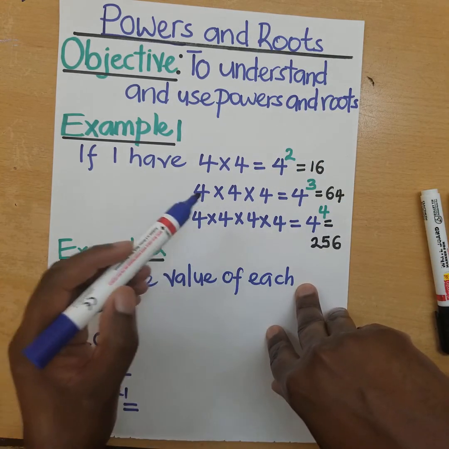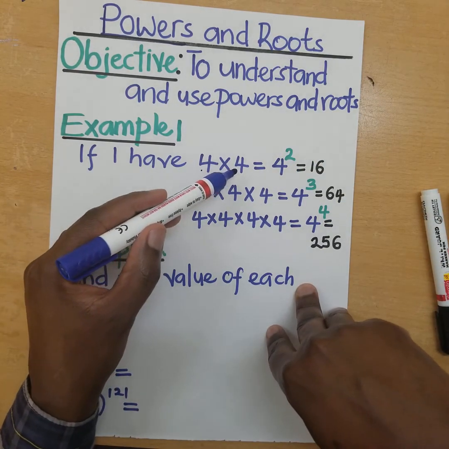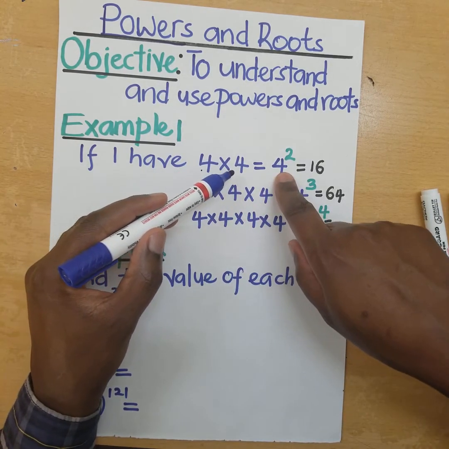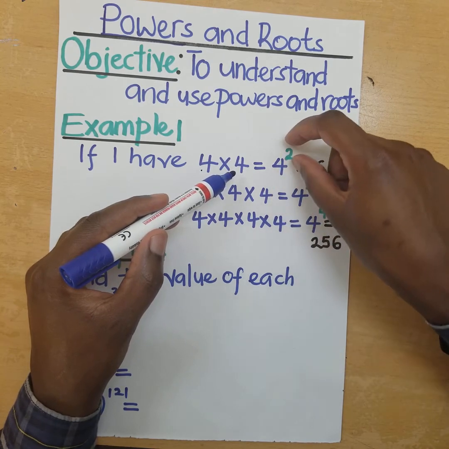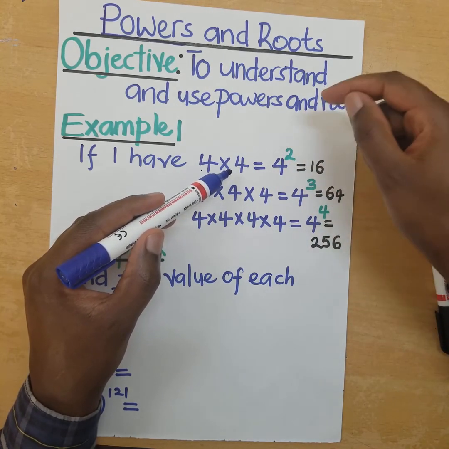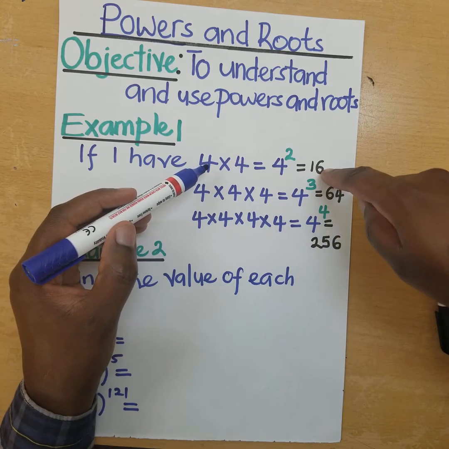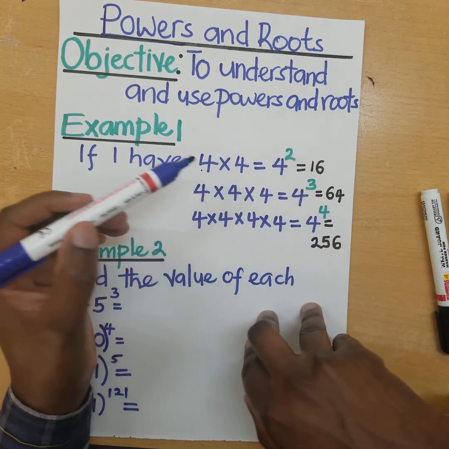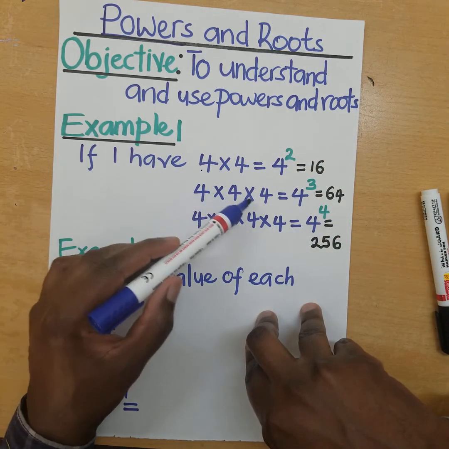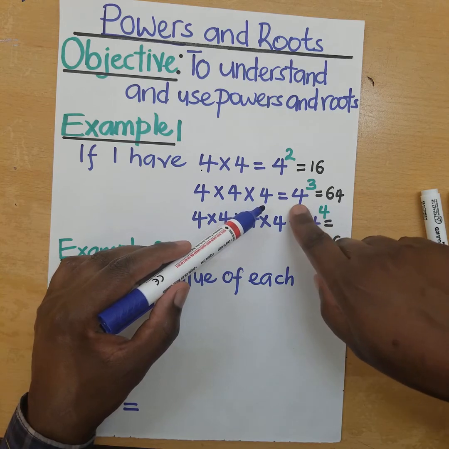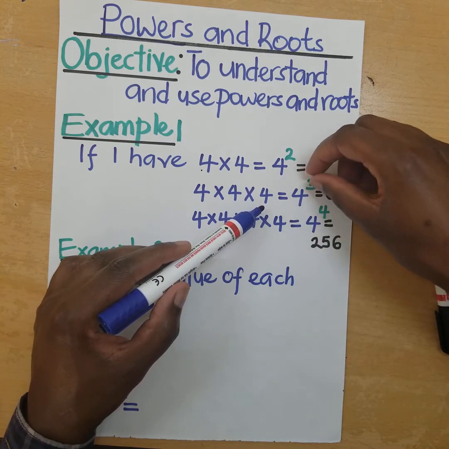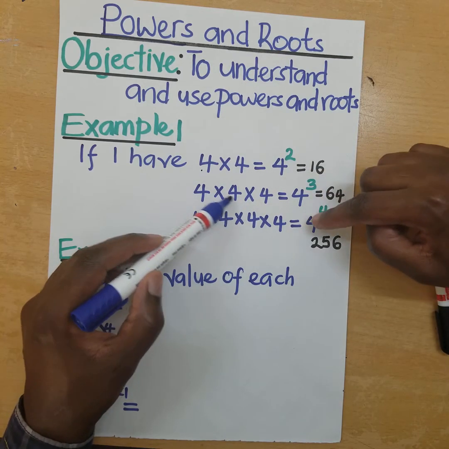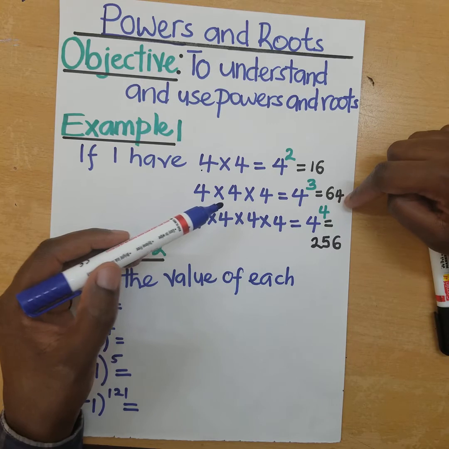For example, if I have 4 times 4, it is the same as writing it as 4 with a 2 at the top, okay? So 4 times 4 is 16, but I can write this 16 as 4 with a 2 at the top. What about if I have 4 times 4 times 4? It's the same as writing 4, then I have a 3 at the top, meaning that I'm multiplying this 4 3 times. 4 times 4 times 4 is the same as 64.